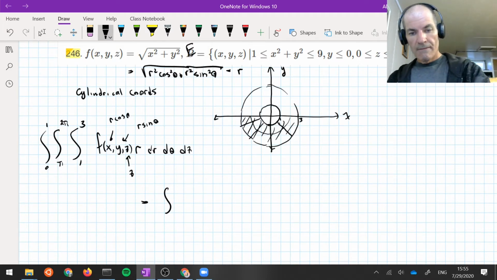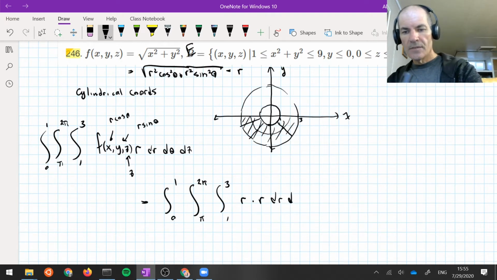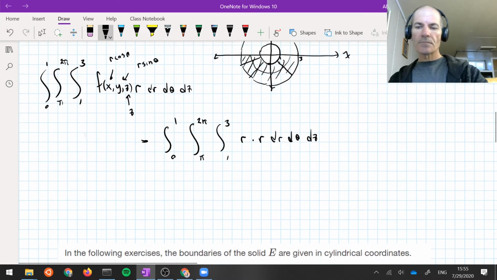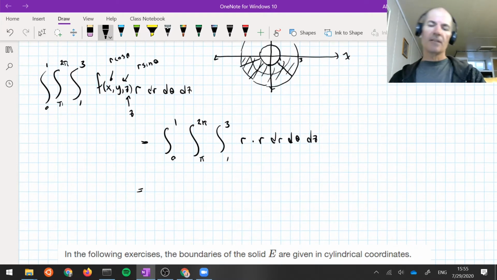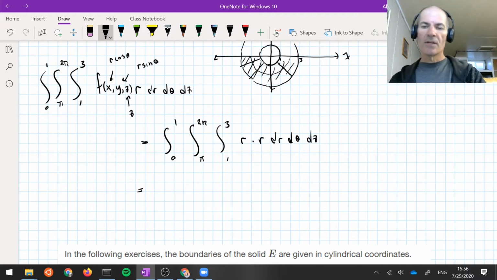So to finish this, 0 to 1 in z, pi to 2 pi in theta, and 1 to 3 in r, and f of x, y, and z is secretly r. Don't forget the other r from cylindrical coordinates, and then dr d theta dz. Now, as is often the case when you're working in either cylindrical or spherical coordinates, you see the integrand here does not have any theta dependence, nor does it have any z dependence.